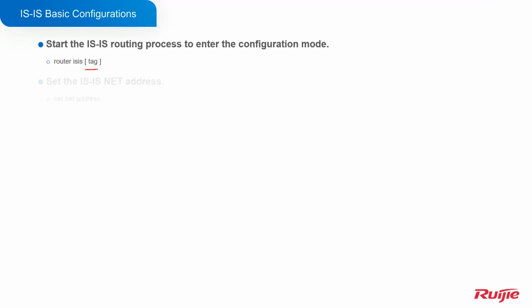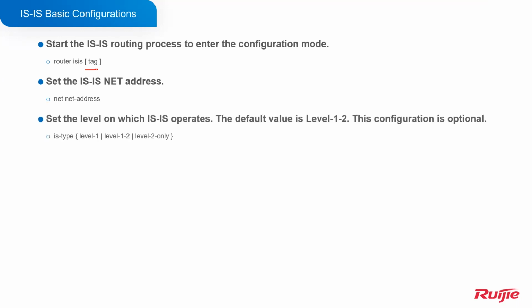And if we want to add some basic configuration here, there are some key commands you have to know. The first is you have to start the ISIS routing process and then enter the configuration mode. The command is router ISIS, and here you can add some tag. And of course, you have to give the special process ID. And then you have to set the special net address, and the function is very similar to the route ID on OSPF. And the command is net and gives the net address.